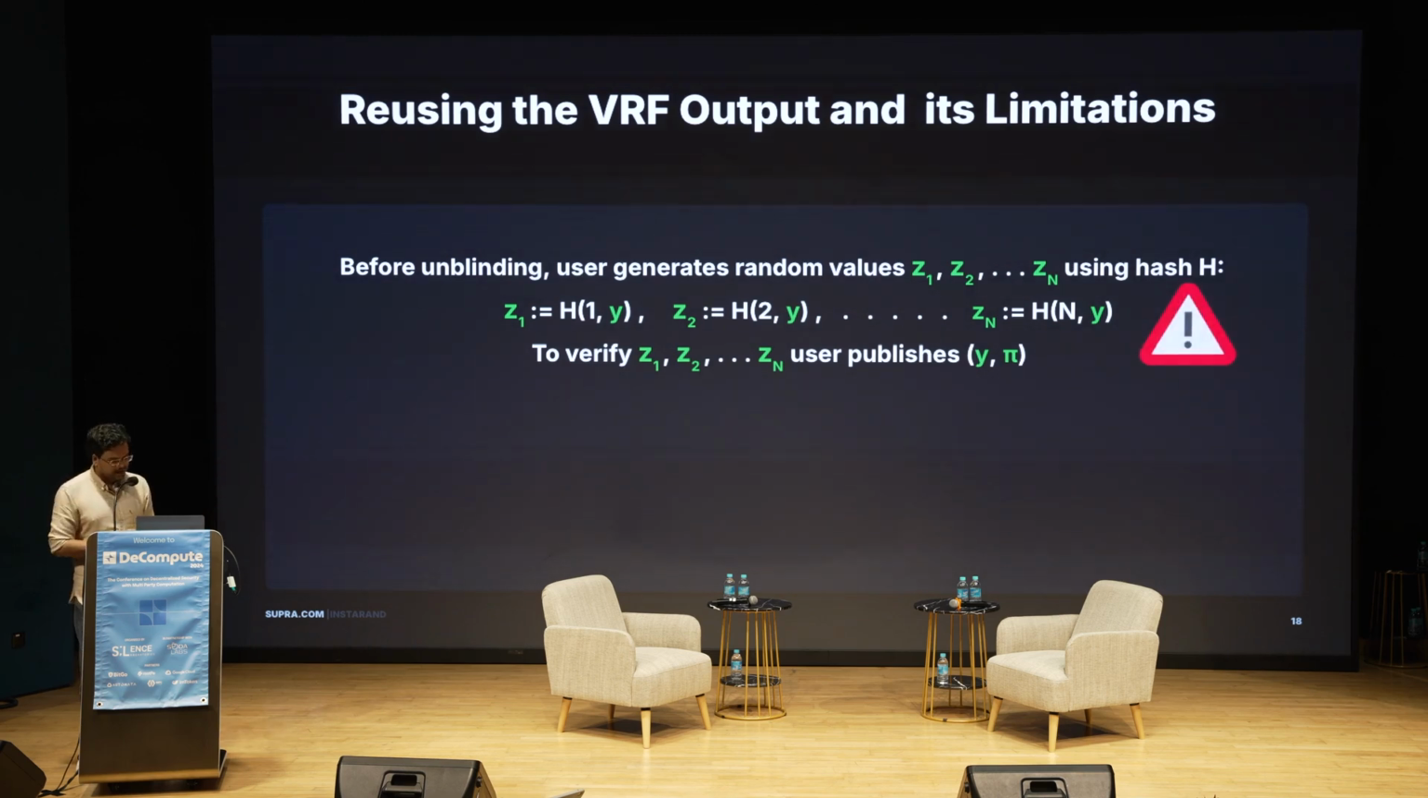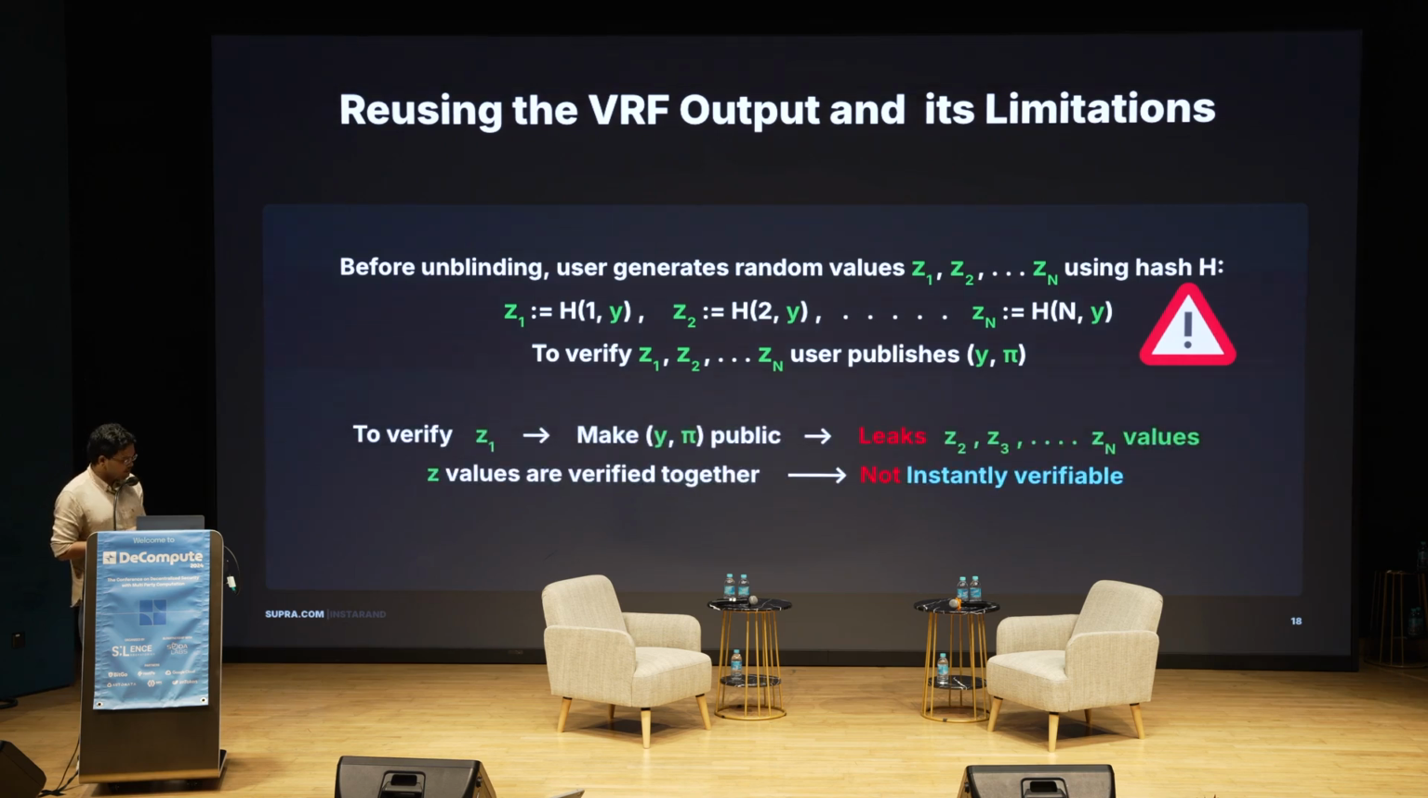But there's a slight problem over here. The problem is, you cannot verify the z values independently. So what do I mean? To verify z1, you need to make y and pi public, okay? And that would leak the later values like z2 to zn. So you cannot independently verify the z values. All the z values have to be verified together. So as a result, these z values are not instantly verifiable.